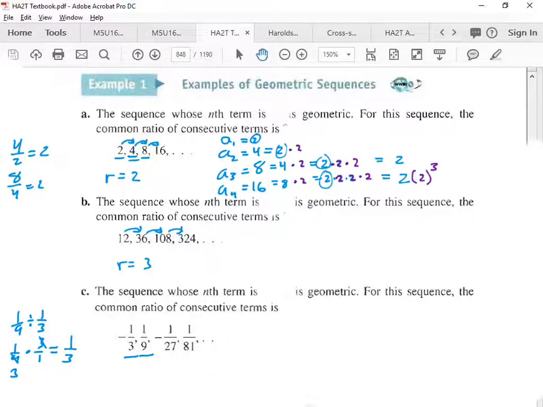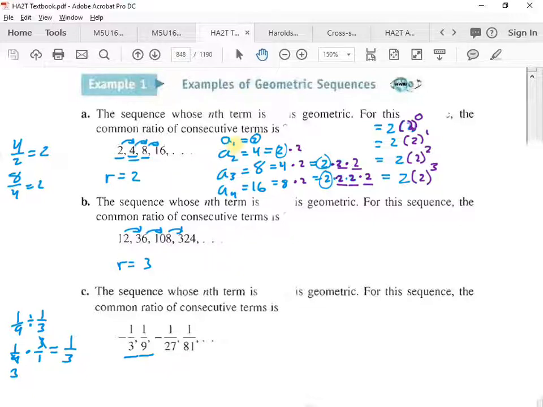This one would be 2 raised to the second power because there's 1, 2. This one has 1, 2, 3. Okay, the next one, it would be 2 times 2 raised to the first power. And if we keep following our pattern, this would be 2 times 2 raised to the 0. Do you guys see a pattern? 3, 2, 1, 0.